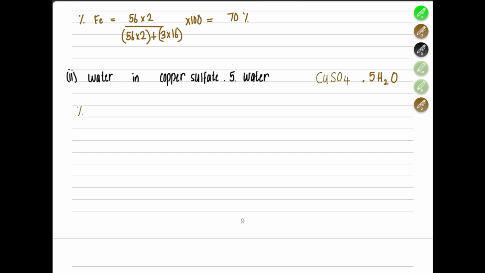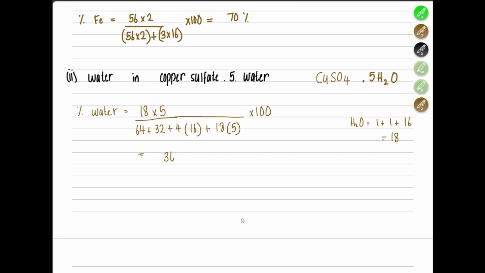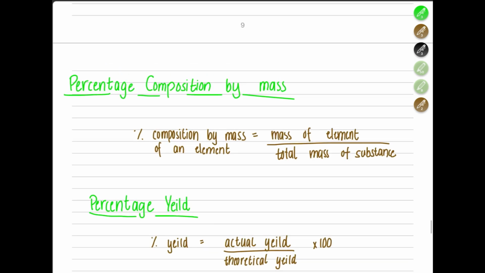So for the percentage of water, what is the mass of water? It's 1 plus 1 plus 16, this is 18. So we have 18 times 5, because there are 5, divided by copper sulfate plus 18 times 5, because water is also included in the total mass. Multiply this by 100 and you get 36%. So we just studied percentage composition by mass, the formula, which is the mass of the element for which you're trying to find the percentage composition divided by the total mass of the substance.